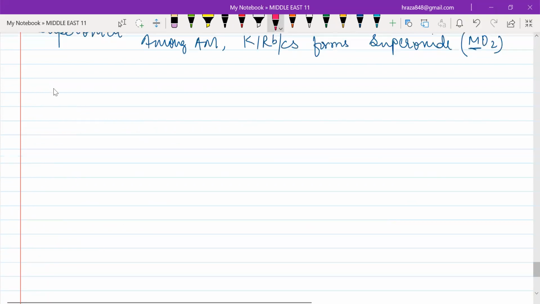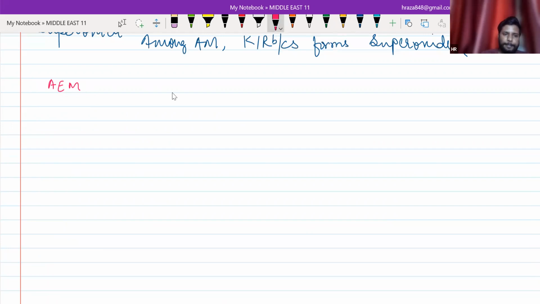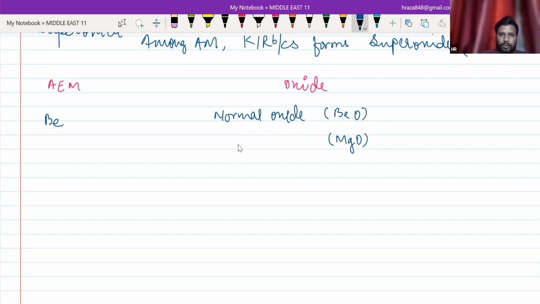Now, alkaline earth metals, what type of oxide will they form? Write with me. Beryllium forms normal oxide. That means oxygen will take two electrons, and we know that a second group element can give two electrons easily, so it will be BeO. In the same way, magnesium also. What about calcium? Calcium forms peroxide, CaO2.